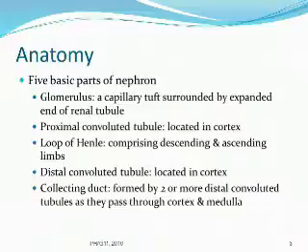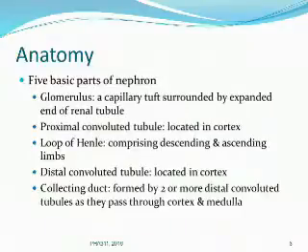So let's recap. There are 5 basic parts of the nephron. You've got the glomerulus, mostly filled with the capillary tuft, surrounded by the expanded end of the renal tubule, which is the Bowman's capsule. Then you've got the proximal convoluted tubule, right next to it, located in the cortex. And then you've got the loop of Henle, comprising descending and ascending limbs, which is located within the medulla.